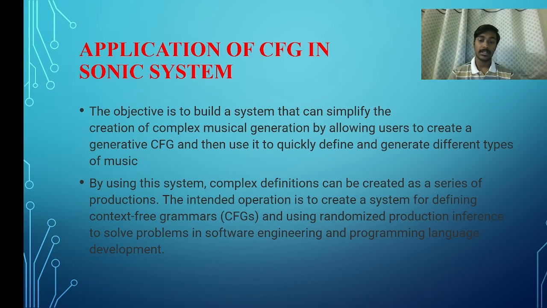The intent of the operation is to create a system defining CFGs and using random productions. In addition, creating a CFG system turns terminals into non-terminals, using random productions to expand high-level non-terminals. After that, a series of terminals can be processed to produce complicated definitions as a series of productions, each of which matches symbols to one or more.